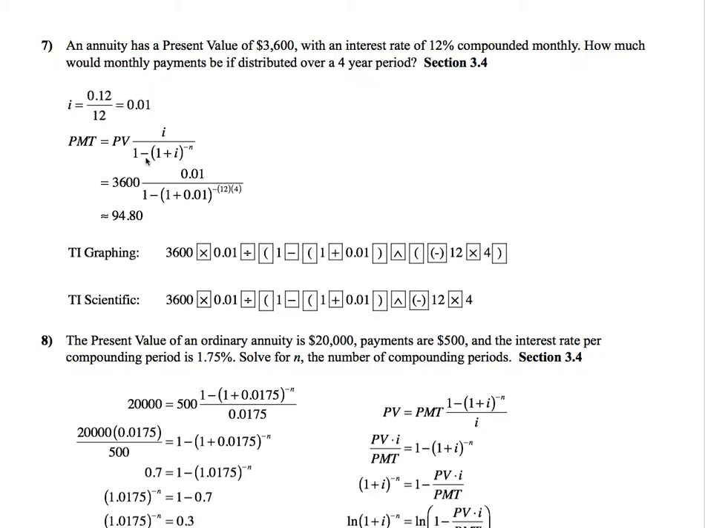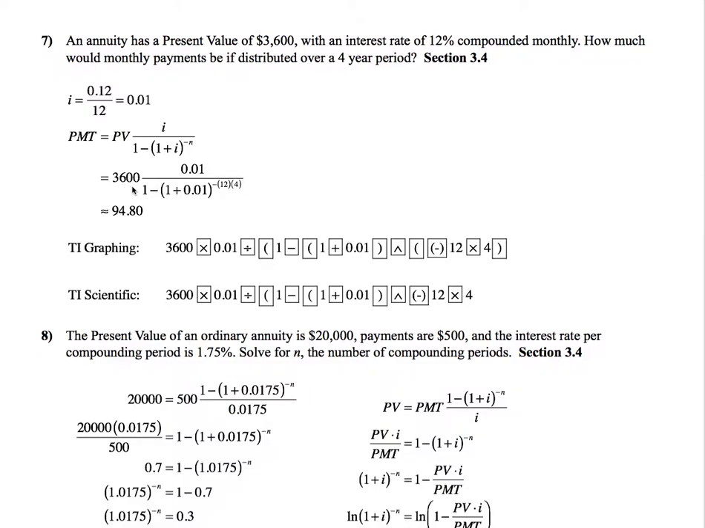So I've filled in the values here and made the calculations. That's $3,600 for present value, and the i is 0.01, so I put that in the numerator. In the denominator I have 1 minus 1 plus 0.01, and the exponent is negative n, which is the number of compounding periods per year, 12, times the number of years, 4, so this is 48.